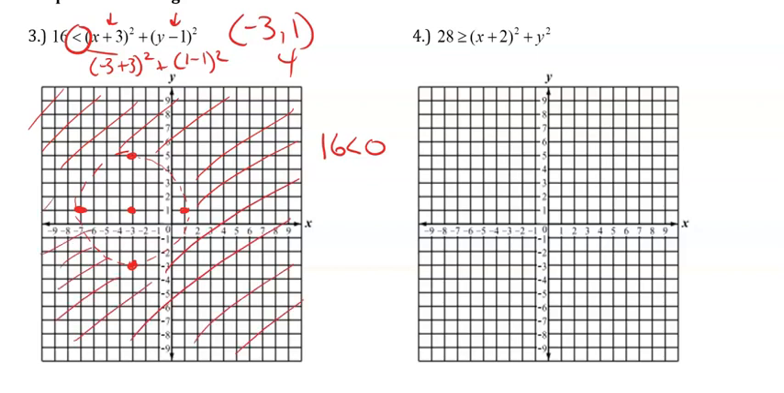So if it was the center, why wasn't it -3? Because remember, the center is actually the opposite of what you would assume. The center is not 3, -1. It's -3, +1. It's the opposite of those numbers. Does that make sense? Does anybody have any questions on that? Okay, the next one.